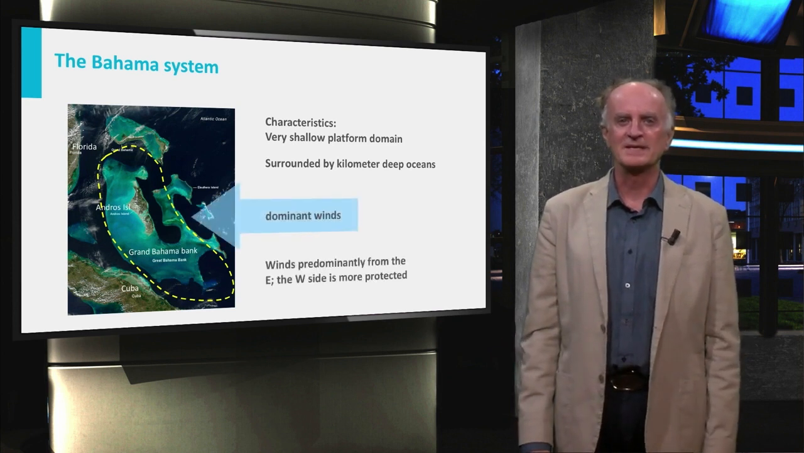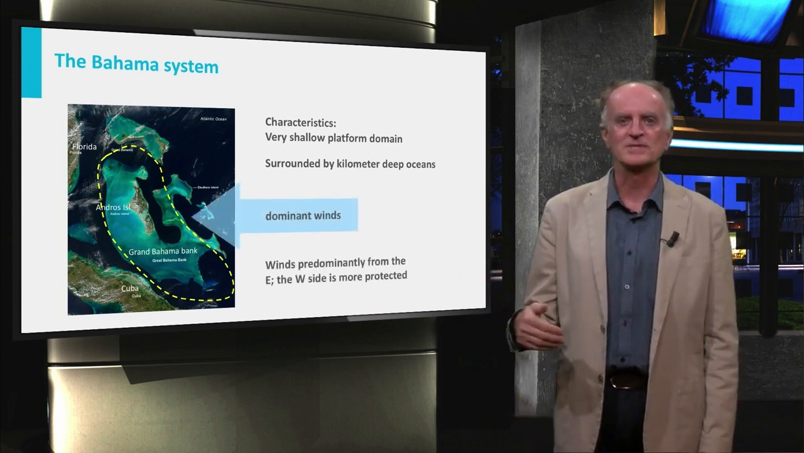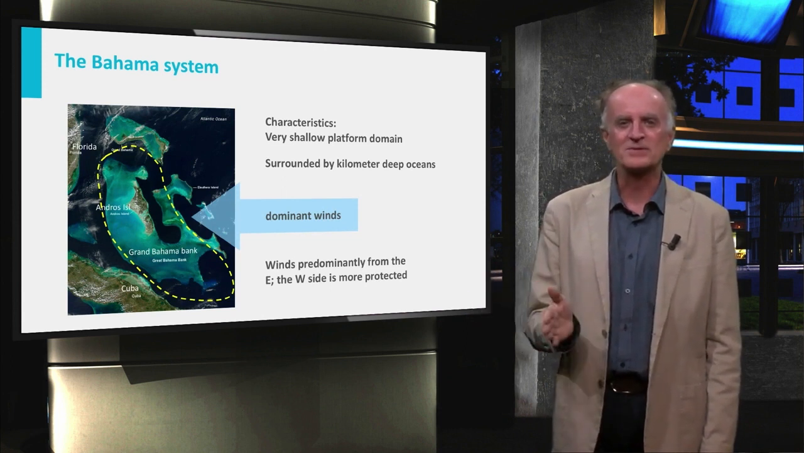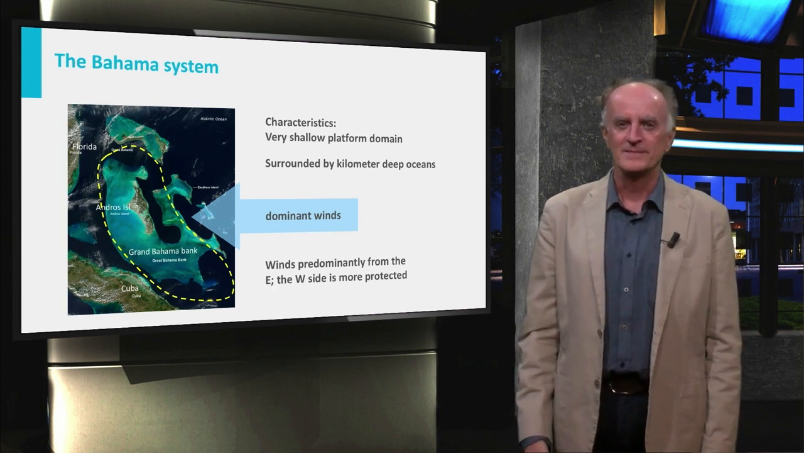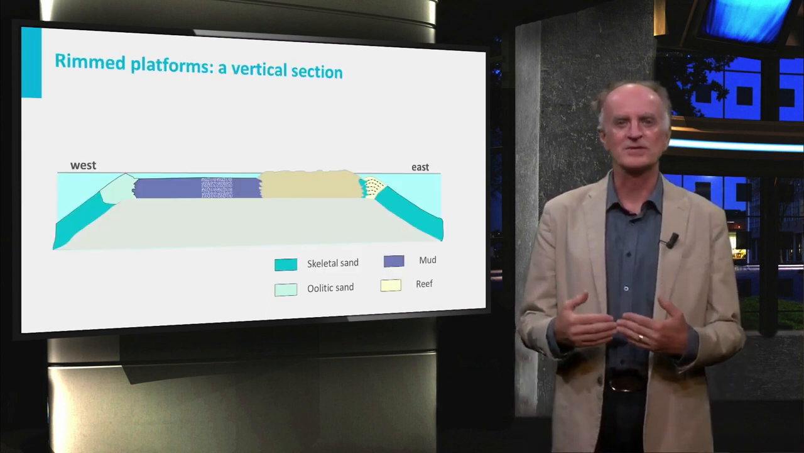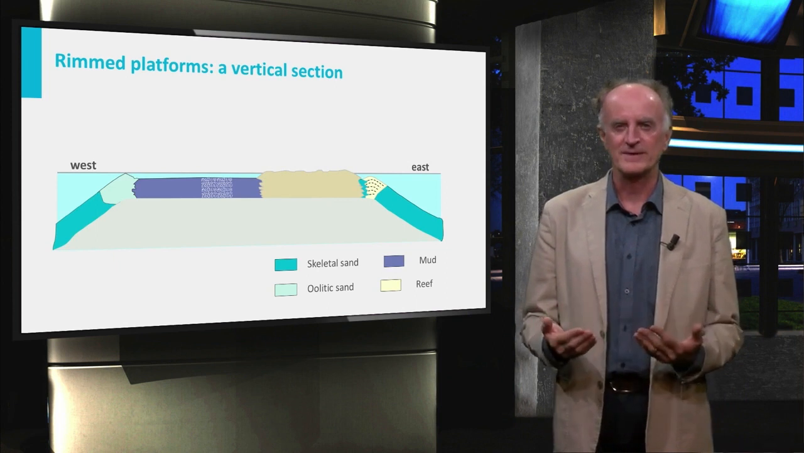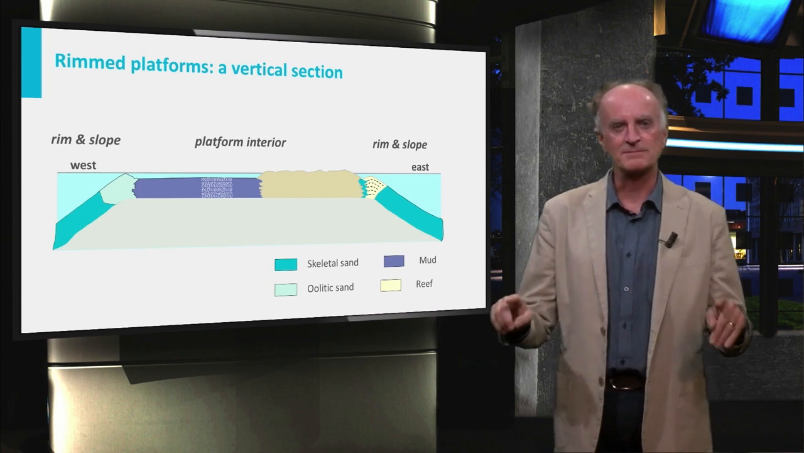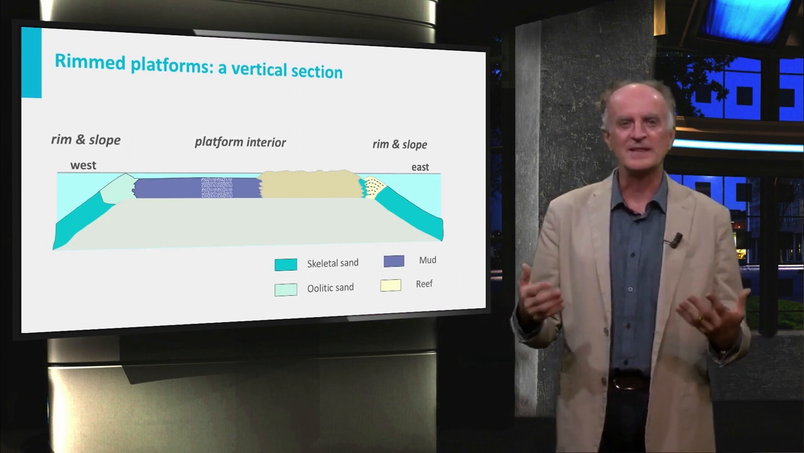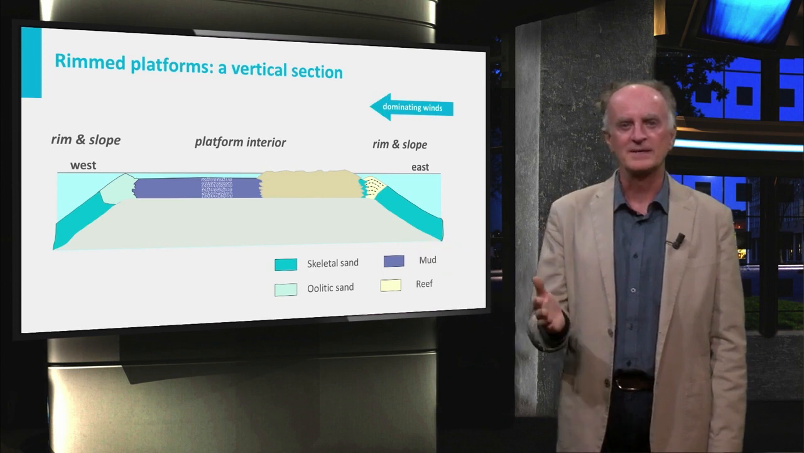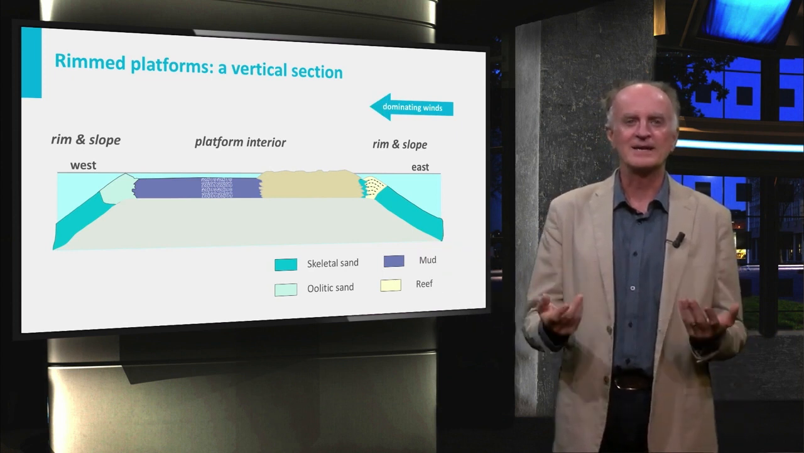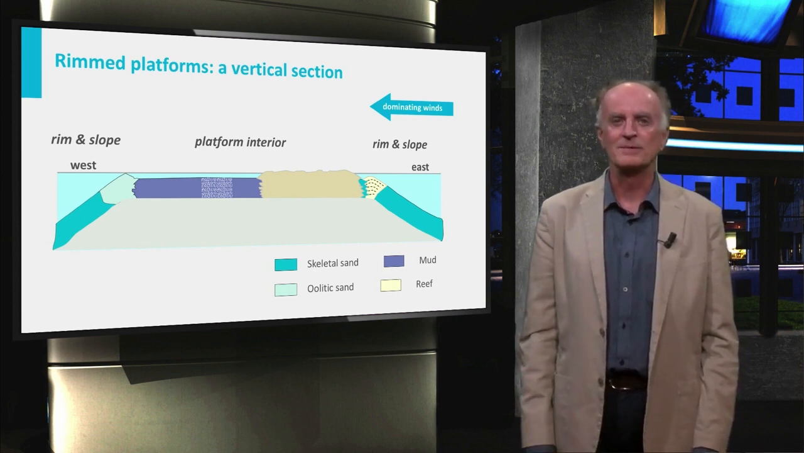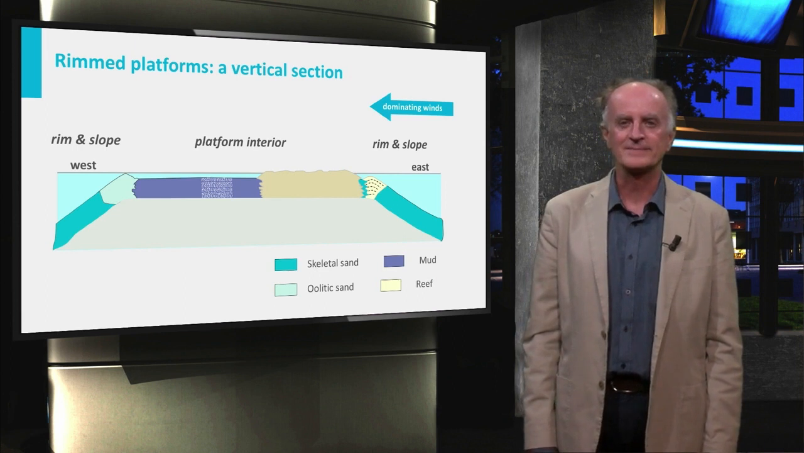Relevant for carbonate systems is the direction of dominant winds and associated storms. These condition currents and impose an asymmetry to the Bahamas platform. Here you see a representative vertical section across the Bahama carbonate platform. You can see the flat platform interior flanked by the rims and the steep slopes. You can also see that the winds are predominantly from the east. This implies a clear asymmetry in the type and architecture of the sediments present in the platform. We will see more in the coming slides.